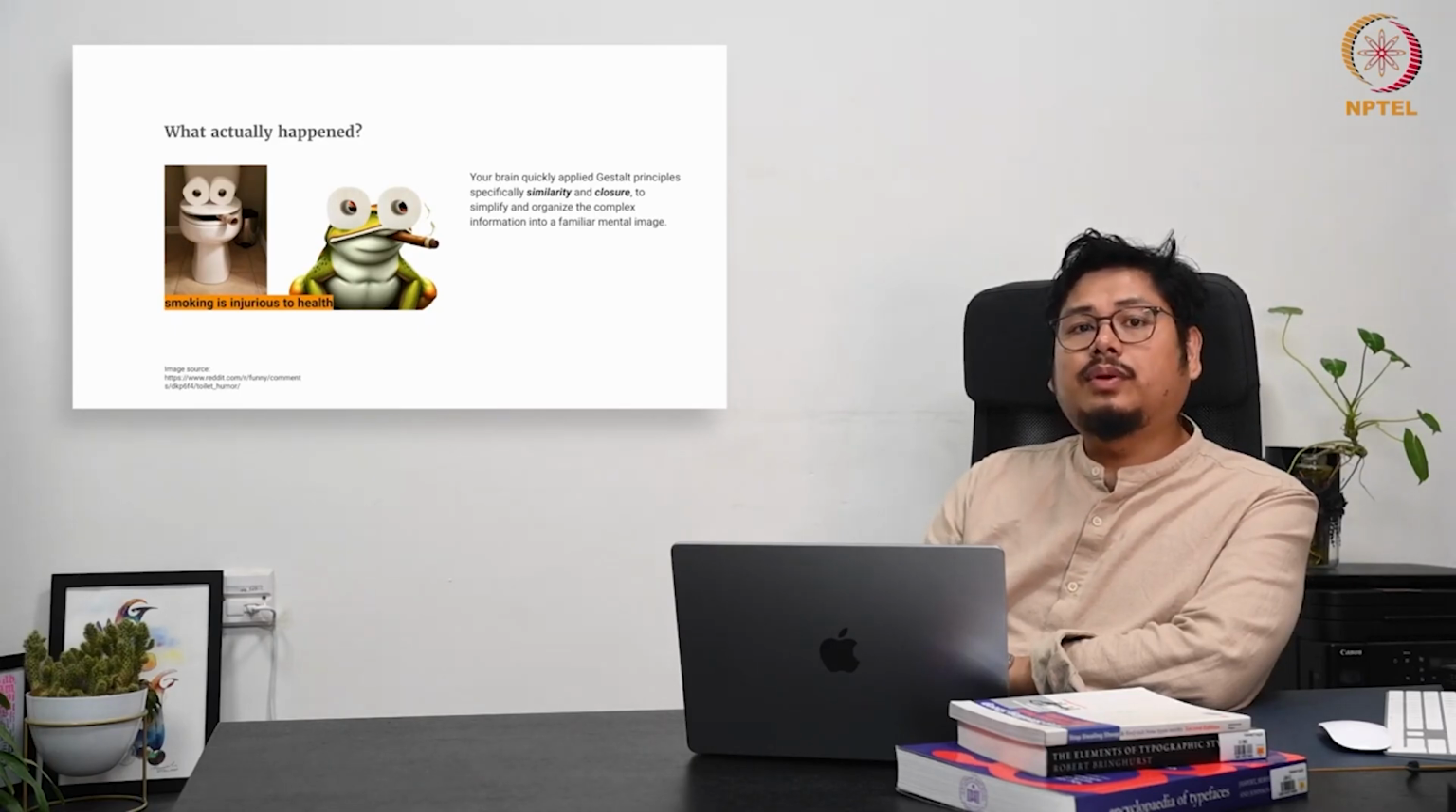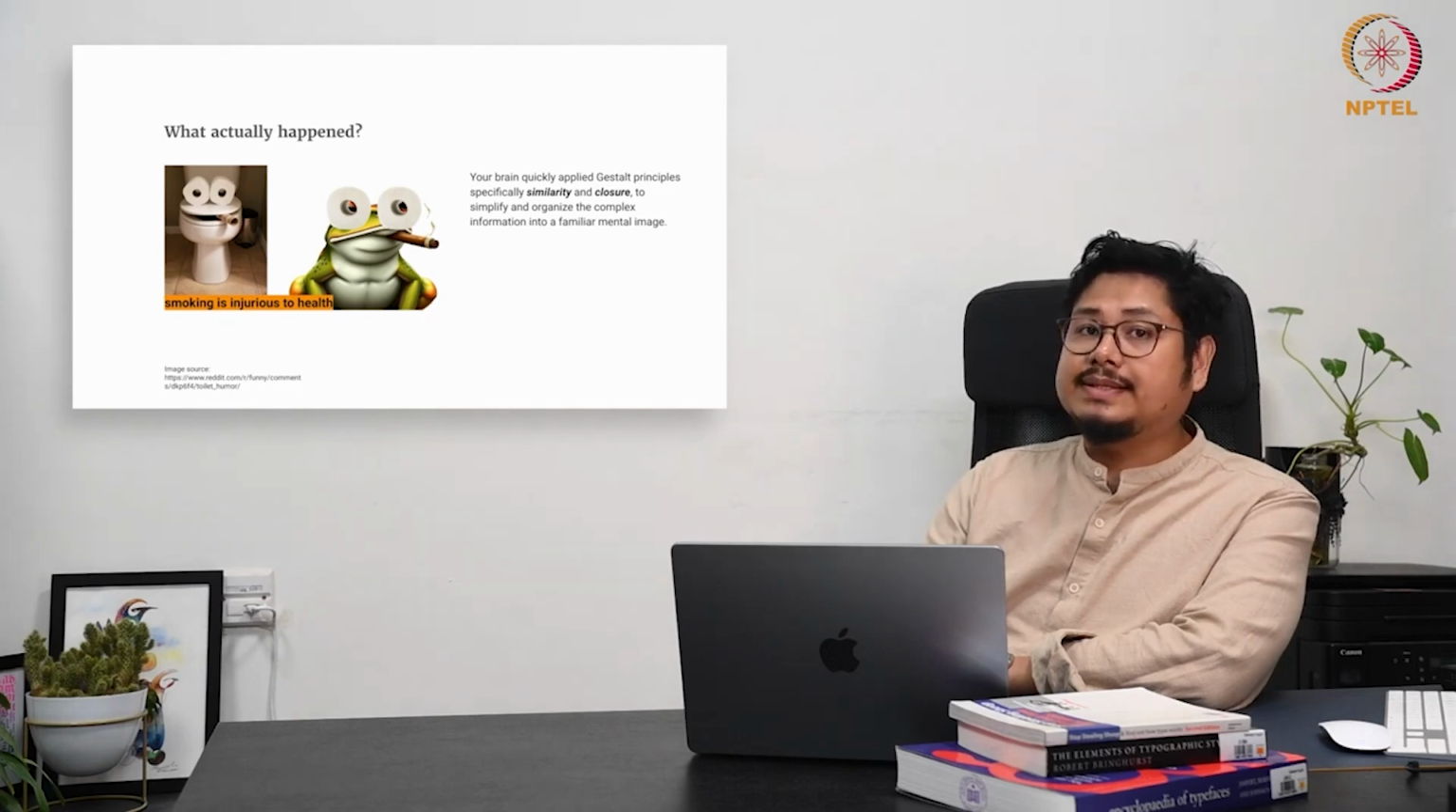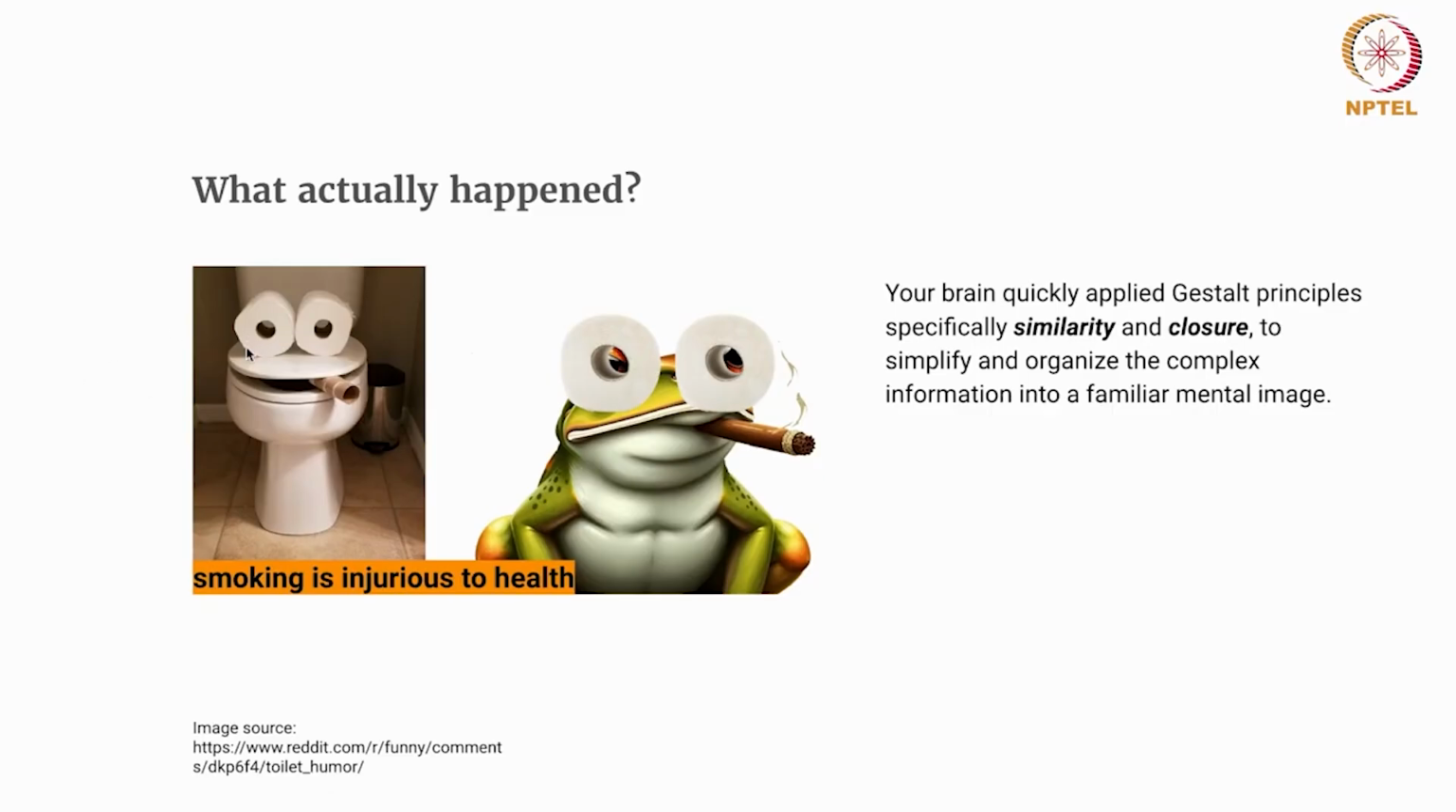and it tries to give a meaning out of it. So when you see this image, your mind intuitively grouped the elements: the tissue roll as an eye, the lid as the mouth of the toad or frog, and the inside roll as a cigar, into a coherent whole, forming a vivid and unified image. So basically, your brain quickly created a unified image out of this.